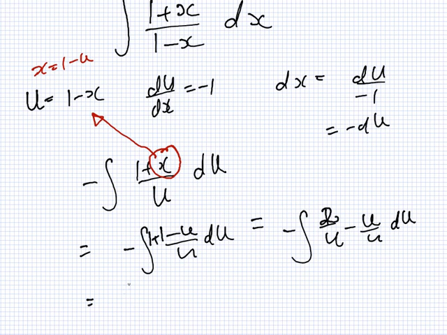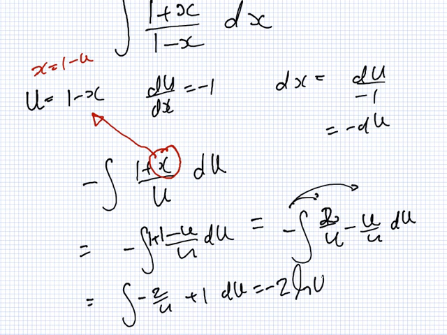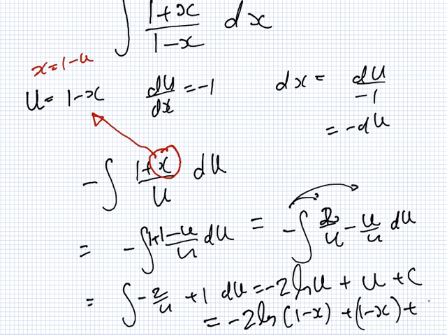So that becomes the integral of minus 2 over u plus 1 du, when I put the minus in. Which is not so bad. This integrates to minus 2 log u plus c, or in other words, minus 2 log of 1 minus x plus 1 minus x, plus c. Did you get that?